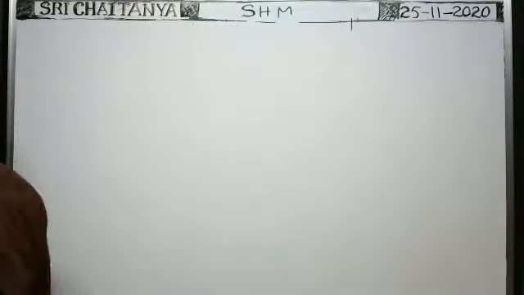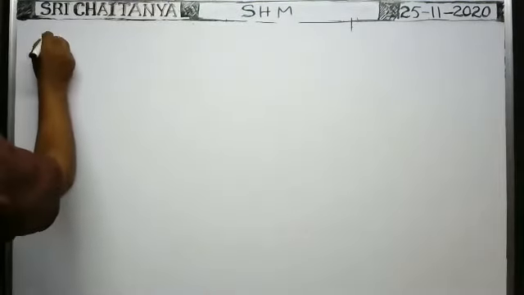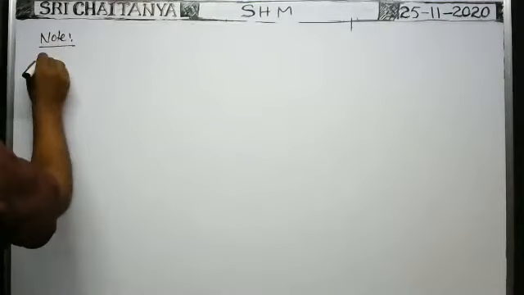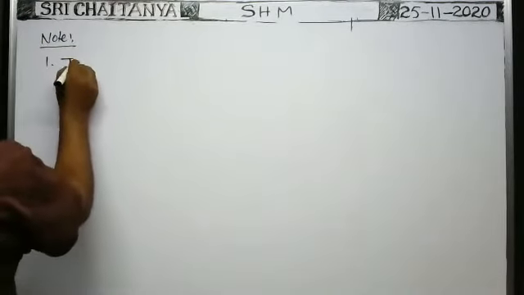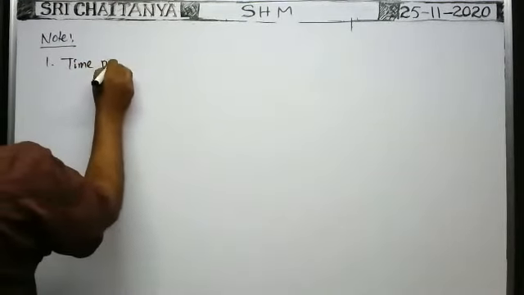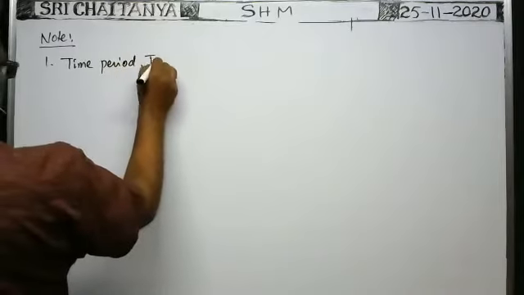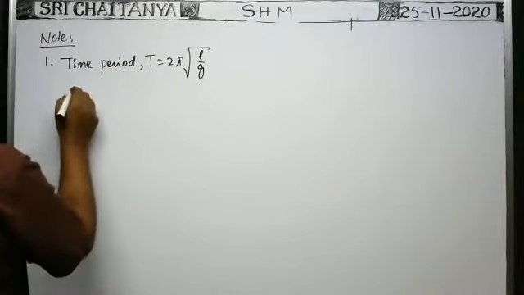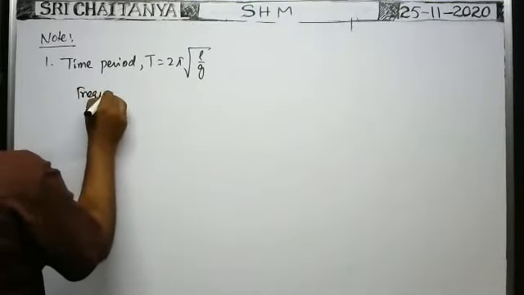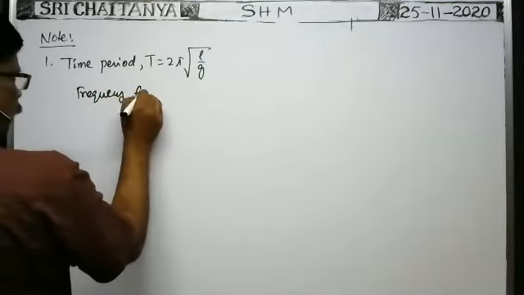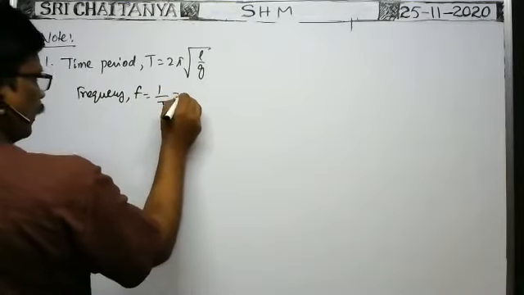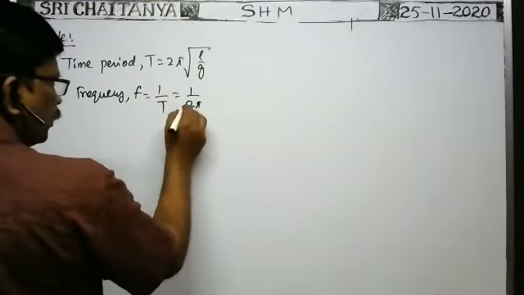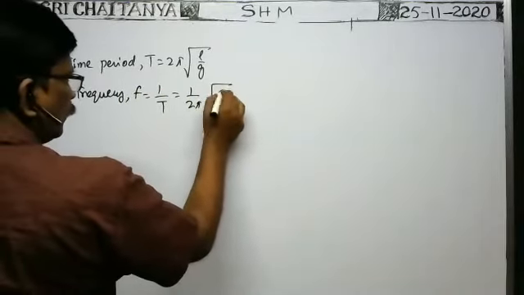Okay. Now, some note points related to simple pendulum. First one, time period of the simple pendulum, T is equal to 2 pi into root L by g. Frequency of the simple pendulum is the reciprocal of time period, that is equal to 1 by 2 pi into root g by L.